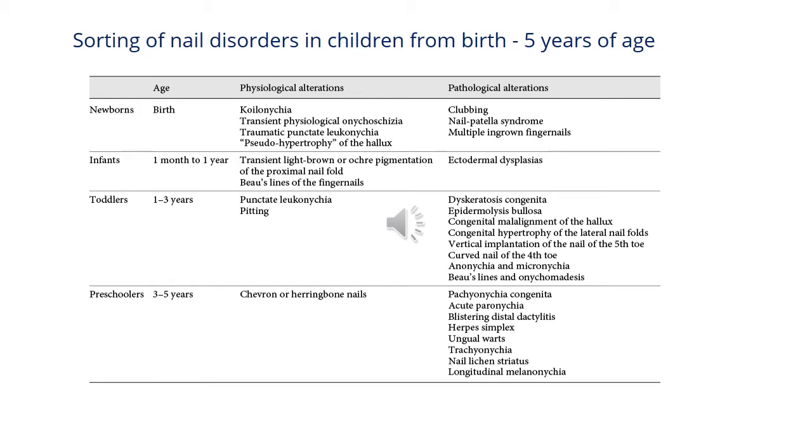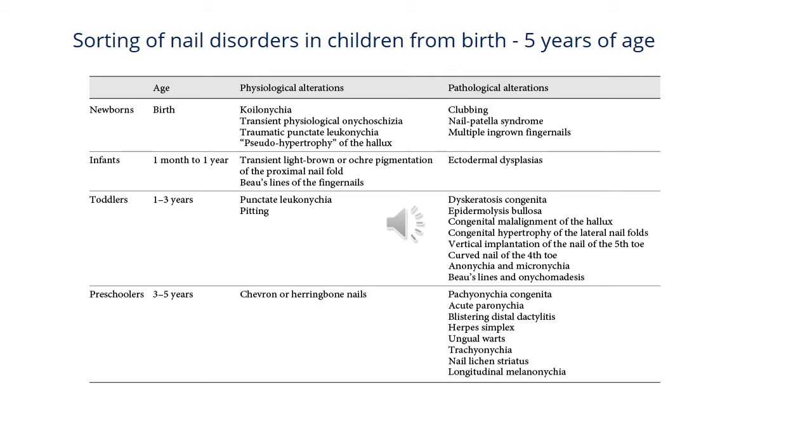In infants, 1 month to 1 year, transient light brown or ochre pigmentation of the fingernail is physiological. Among pathological conditions, epidermal dysplasia. Toddlers, as you see, 1 to 3 years, punctate leukonychia and pitting, which is physiological. You see here abnormal conditions like dyskeratosis congenita, epidermolysis bullosa, curved nail of the fourth toe, anonychia and micronychia and others.